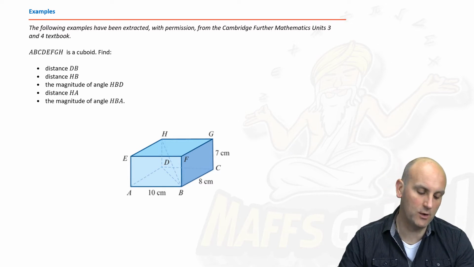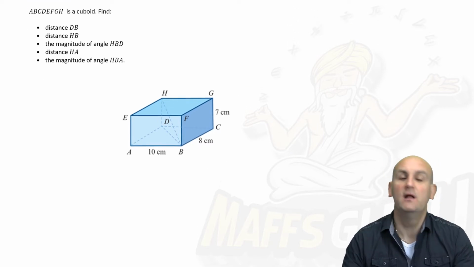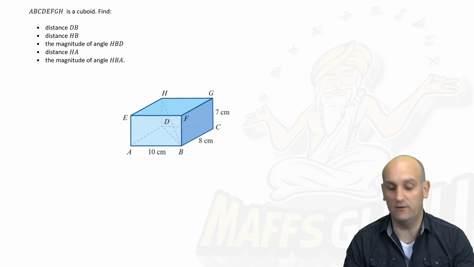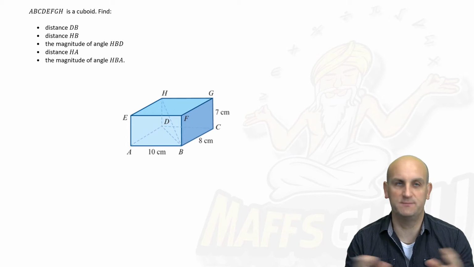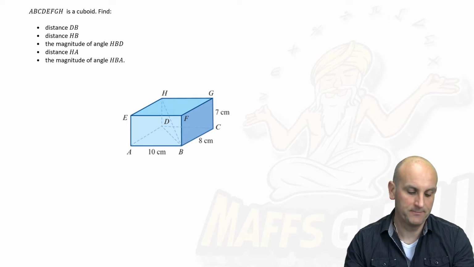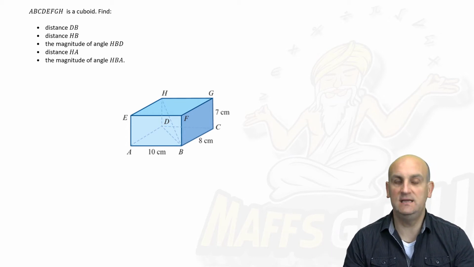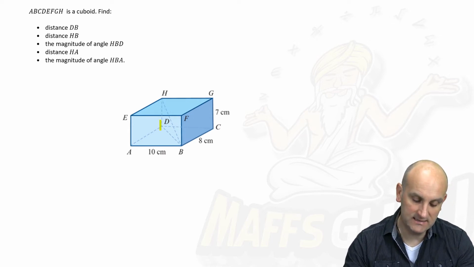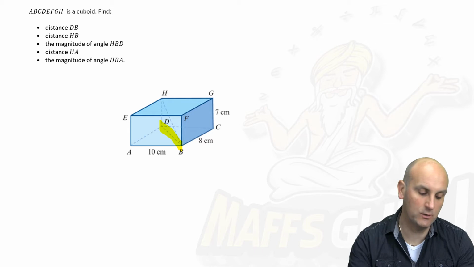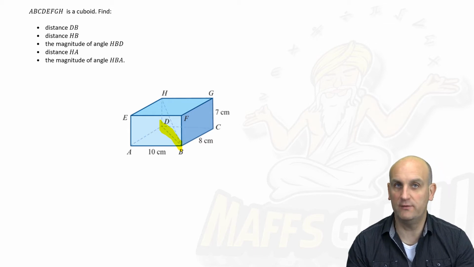Okay, so here we go. A, B, C, D, E, F, G, H. This is not an exercise in reading the alphabet. It is a cuboid. All right, not a cube, a cuboid. A cuboid is basically a rectangular 3-dimensional shape. Find the distance DB. All right, first things first. So I'm going to highlight where DB is. It's this distance here. All right, so can I see a triangle there that might be right angled?